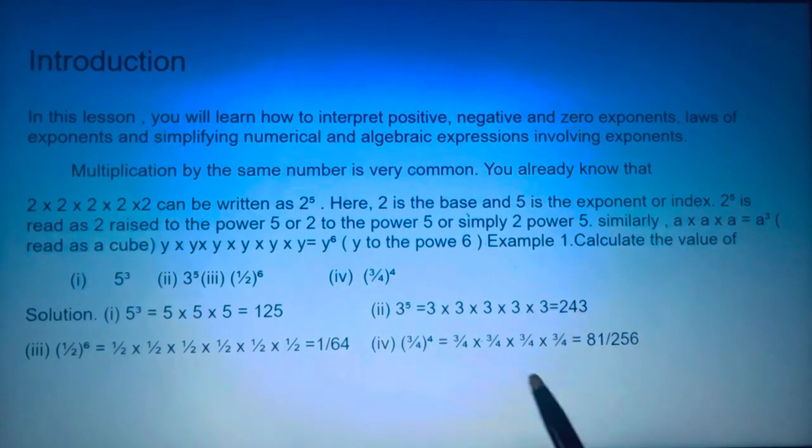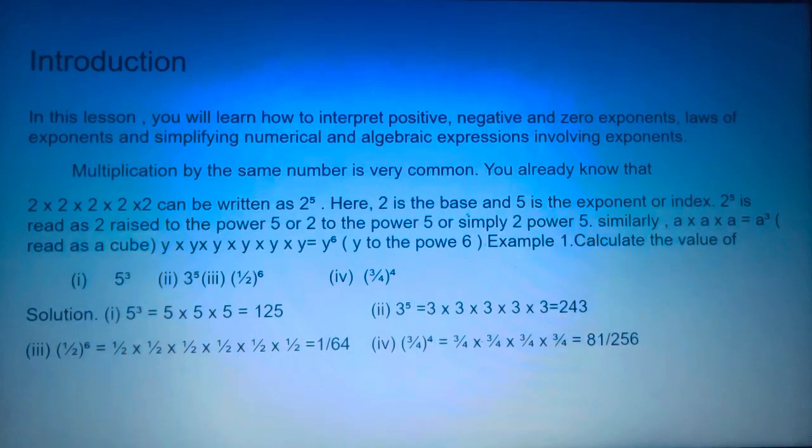Example 1. Let's see example 1. Calculate the value of 5 cube, 3 to the power 5, 1 half to the power 6, or 3/4 to the power 4. Now how do we solve this? They said calculate the value of. So 5 cube means 5 times 5 times 5. That is equal to 125. How did we get 125? 5 times 5 is 25. 25 times 5 is 125.